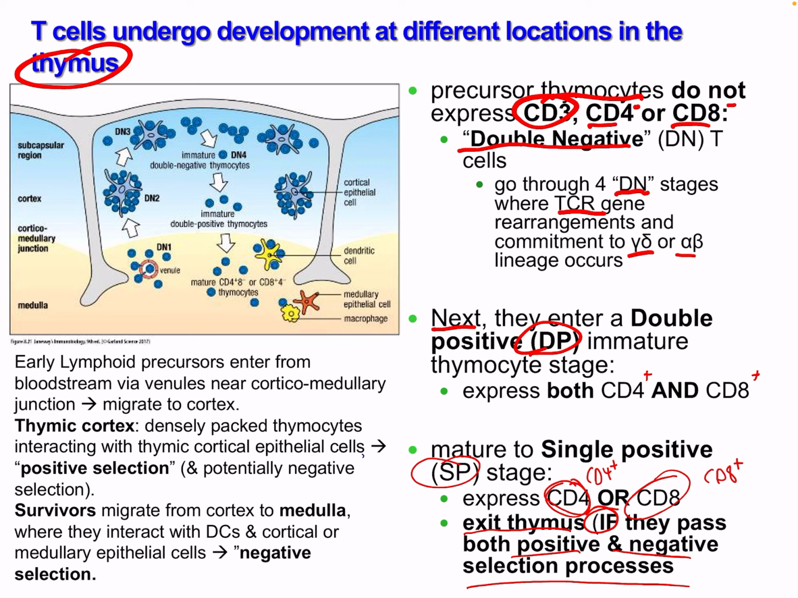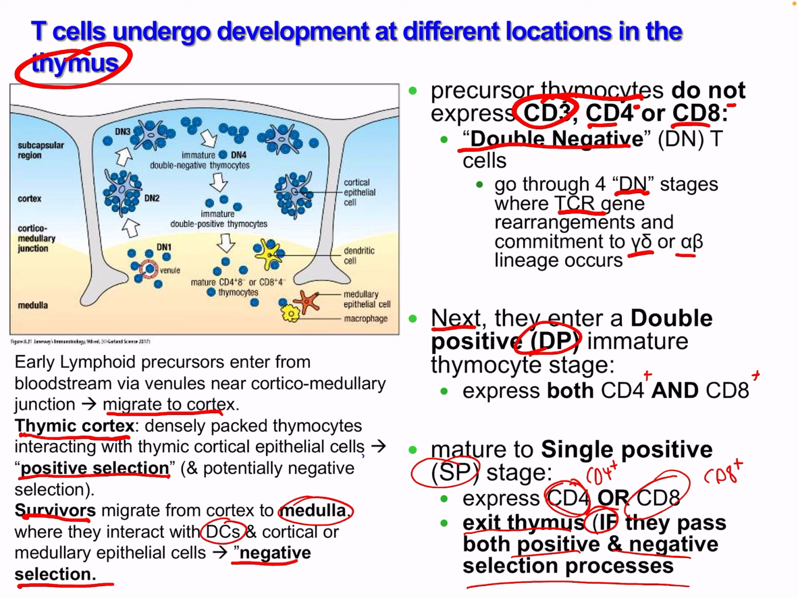So early lymphoid precursors enter from the bloodstream via venules near the cortical medullary junction that migrate to the cortex. In the thymic cortex, we have densely packed thymocytes interacting with thymic cortical epithelial cells. This is where positive selection occurs and potentially negative selection. These survivors migrate from the cortex to the medulla, where they interact with dendritic cells and medullary epithelial cells and are involved in negative selection.